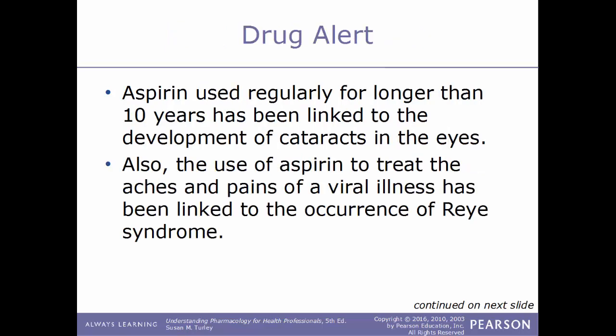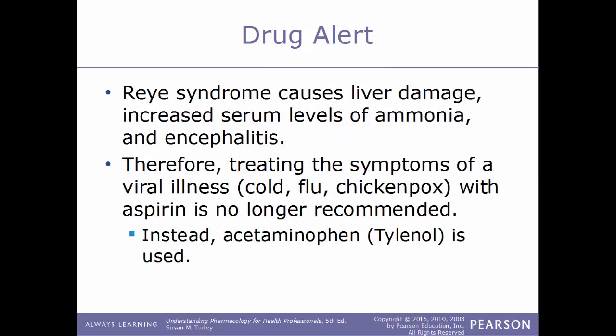Now, aspirin used regularly for longer than 10 years has been linked to the development of cataracts in the eyes. Also, the use of aspirin to treat aches and pains of viral illness has been linked to the occurrence of Reye's syndrome. Reye's syndrome causes liver damage, increased serum levels of ammonia, and also encephalitis. So therefore, treating the symptoms of a viral illness like the cold or the flu or chickenpox, for example, with aspirin is no longer recommended. Instead, you should be taking acetaminophen, which is Tylenol.